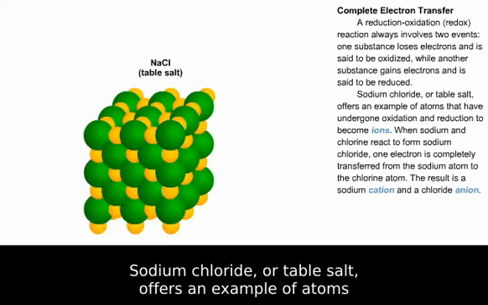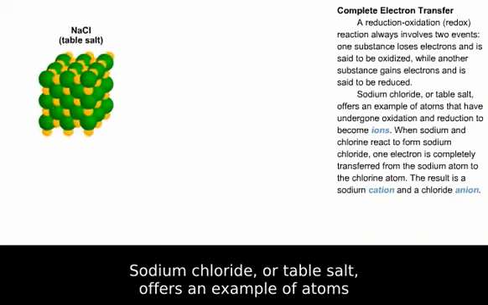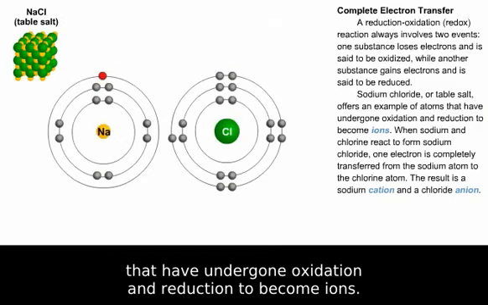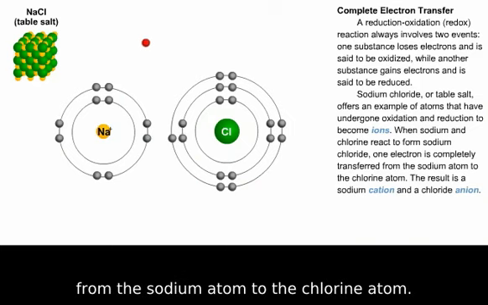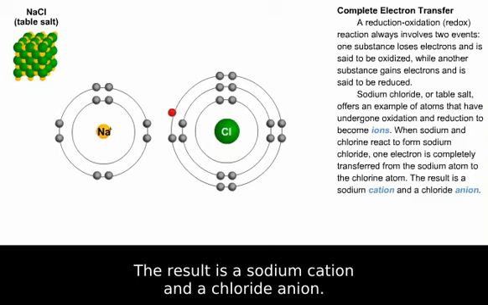Sodium chloride, or table salt, offers an example of atoms that have undergone oxidation and reduction to become ions. When sodium and chlorine react to form sodium chloride, one electron is completely transferred from the sodium atom to the chlorine atom. The result is a sodium cation and a chloride anion.